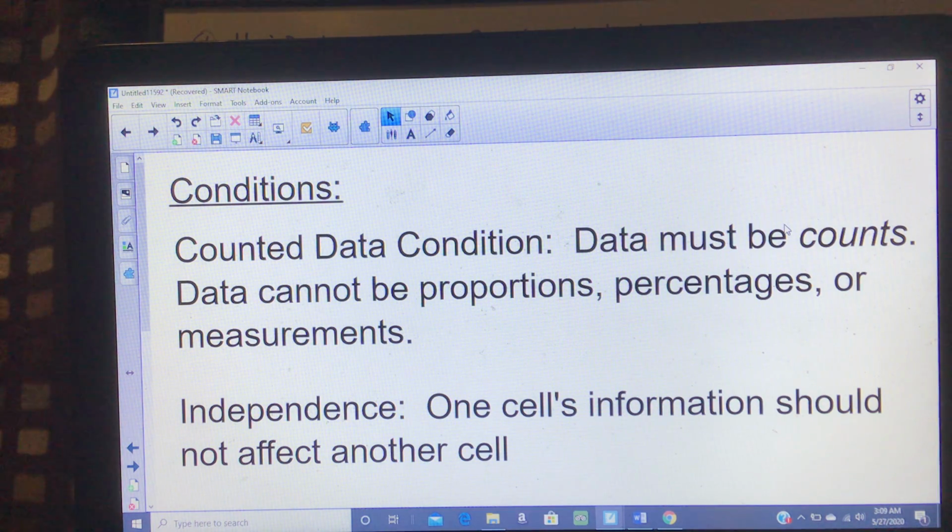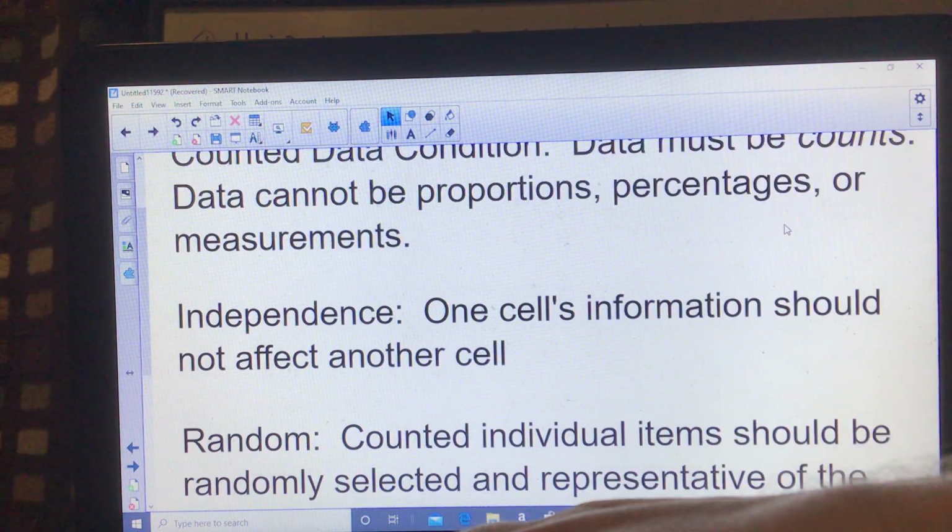All right, so make sure your data is counted. In our case, we did. We counted the number of people in each zodiac sign. So in this case, it works. So we have our counted data condition met. Independence is always the case. You need to make sure that one cell doesn't affect another. Basically, I'm Aries. If I become a CEO, it doesn't affect somebody else who's Taurus becoming CEO or something, right? So we could say that the cells are independent.